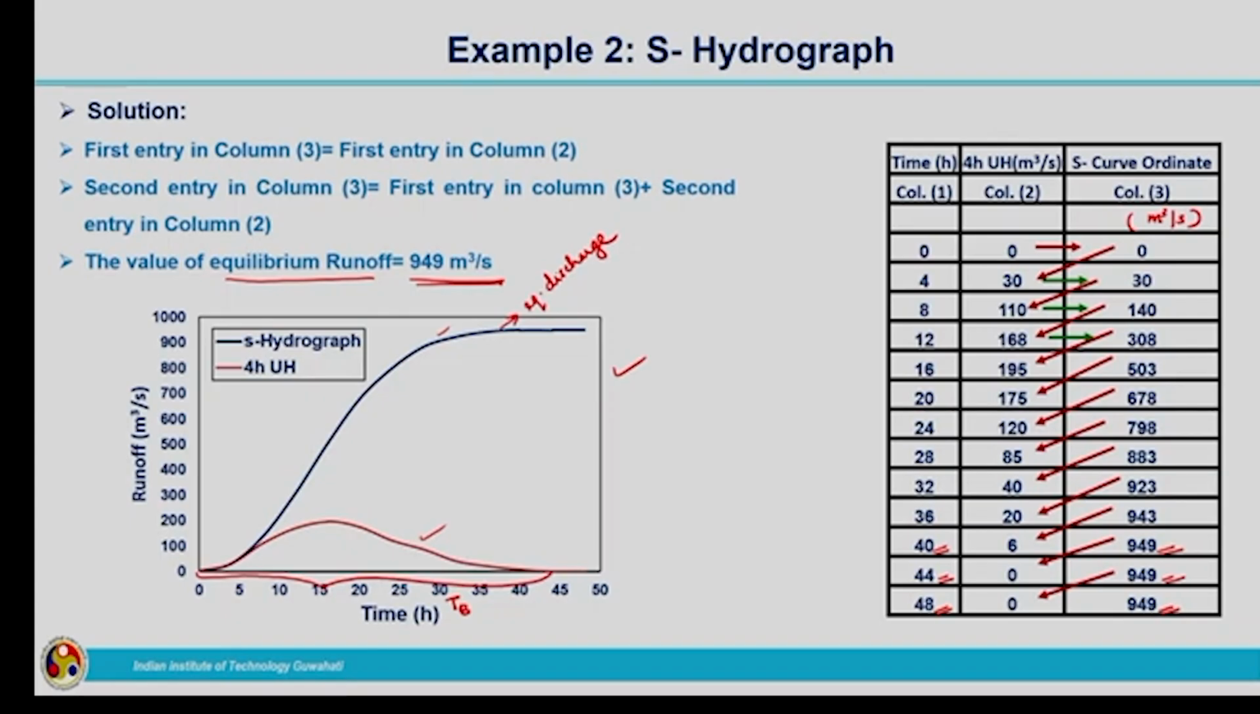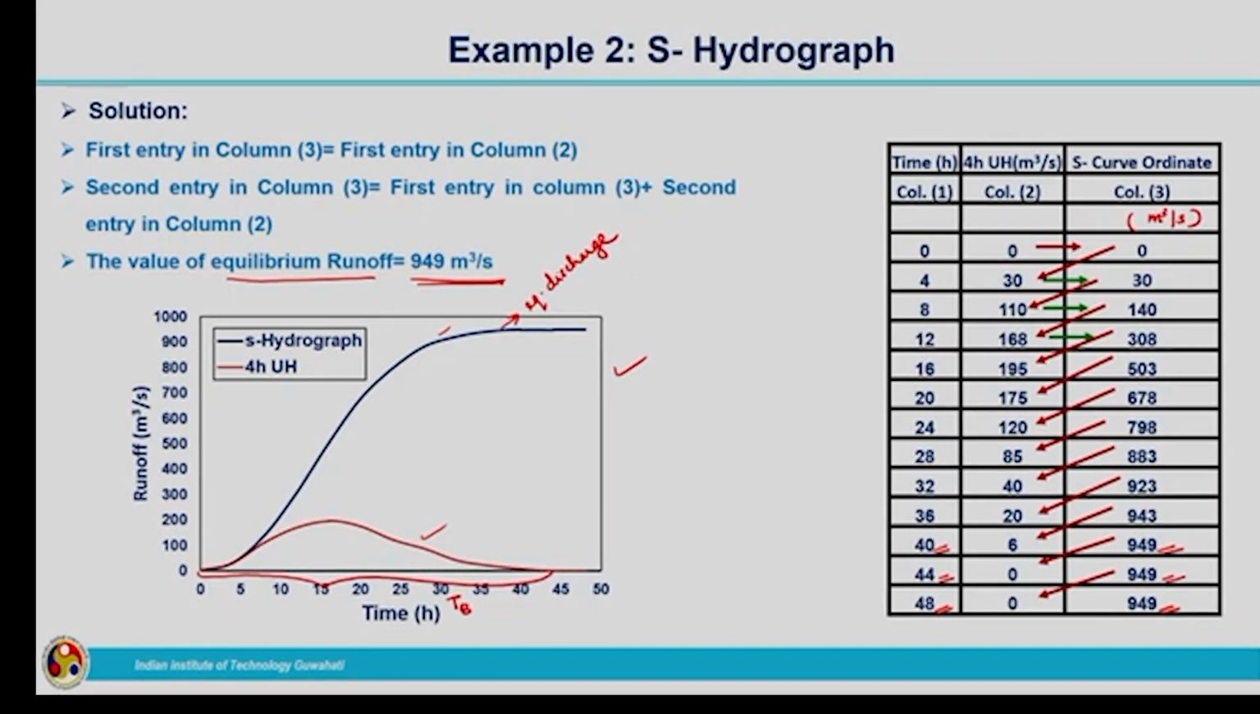So, now it is very clear how to solve a question related to S hydrograph. That is, if a unit hydrograph is given to you, you can develop the S hydrograph by making use of these principles. Any of the ways you can follow. You can make the column related to S-curve addition separately, or even if it is not there, you can directly add and find out the ordinates of the S hydrograph.